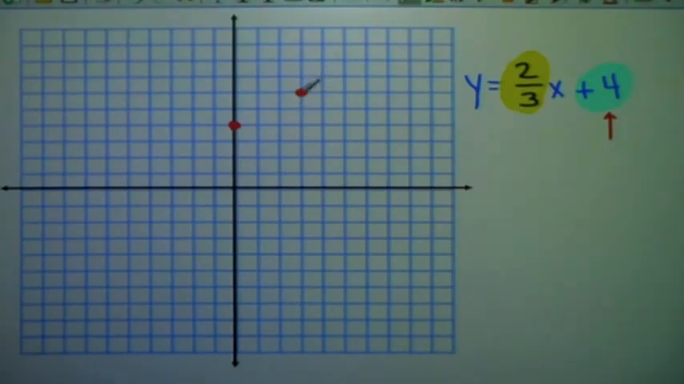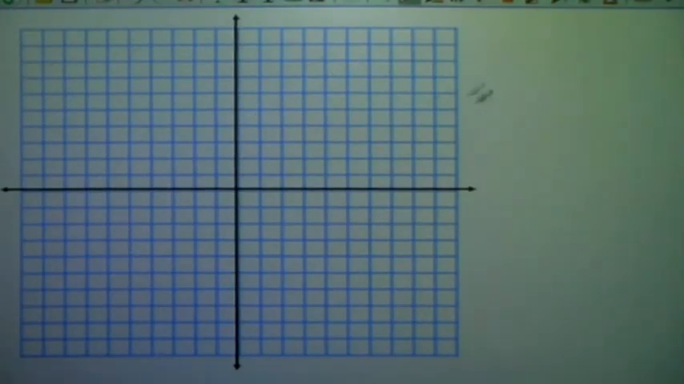I could do that again if I'd like. Rise 2, run 3. And you'll notice those all go in a nice straight line. You'd want to use your ID or a ruler to make that a nice straight line. And that's all you have to do. Let's look at a second one.